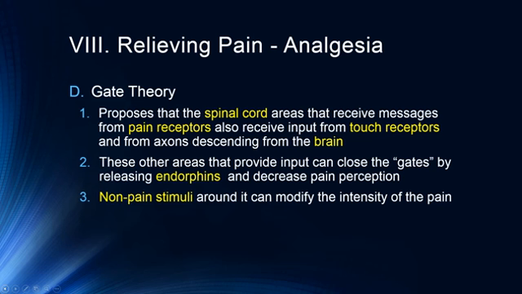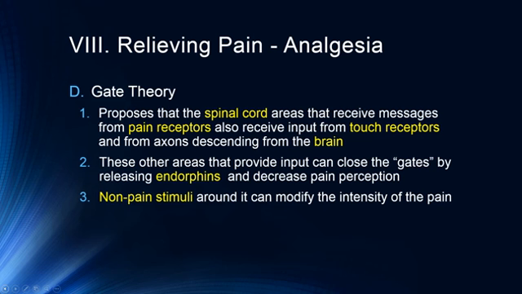So these other areas that provide input can close the gates by releasing endorphins and decreasing pain perception. And so it's one of the ways in which we can block out pain by using non-pain stimuli around an injury to modify the intensity of pain. And so this is still one of those areas where we don't exactly have the perfect idea of what's happening. But we do know from the brain down we can block the perception of pain. And again, this is done by endorphins, by adding opiates, or again by other ways in which you might get this kind of top-down pain relief.